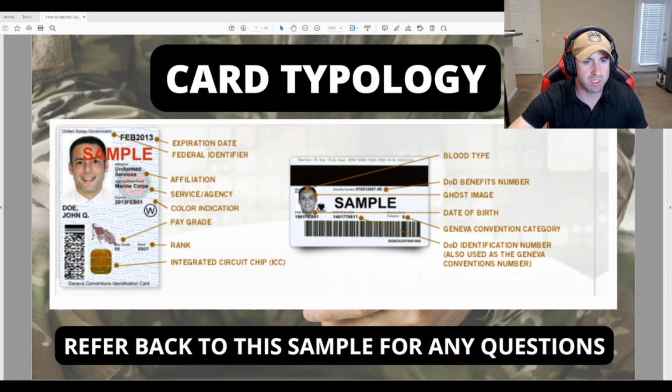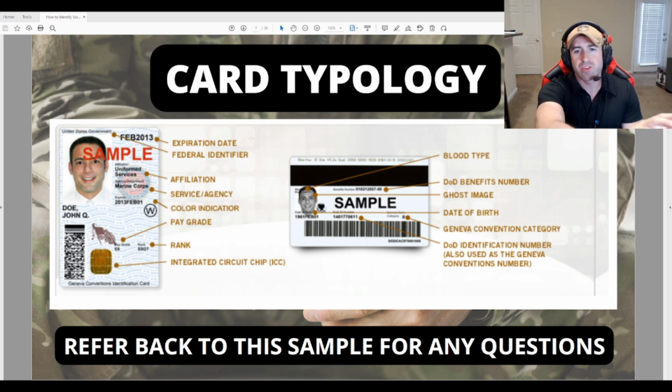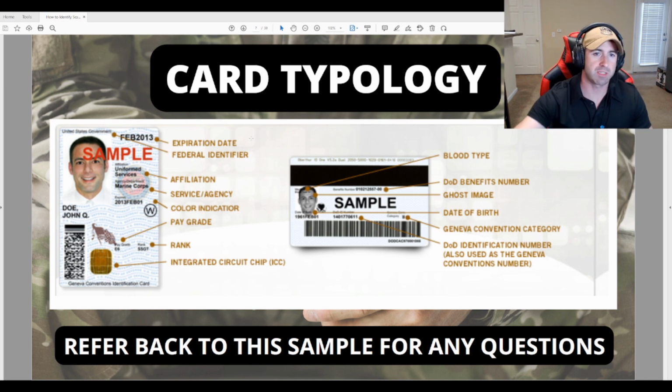So here you can see where it says expiration date. This is a real common access card, right? This is what a real card looks like, and this is how you identify whether or not they're real. You're going to have the expiration date, the federal identifier, how it says United States government up here in the top left-hand corner. Affiliation, service agency, the color indicators here is the background, the pay grade and rank, right? Integrated circuit chip. It's always going to have that so the computers can read it.